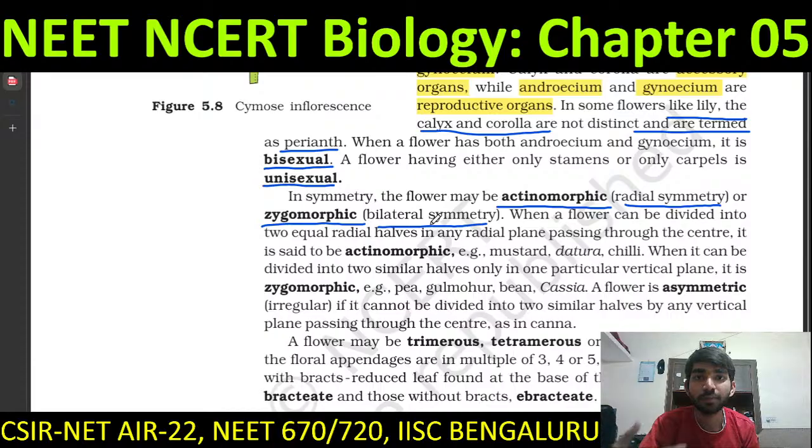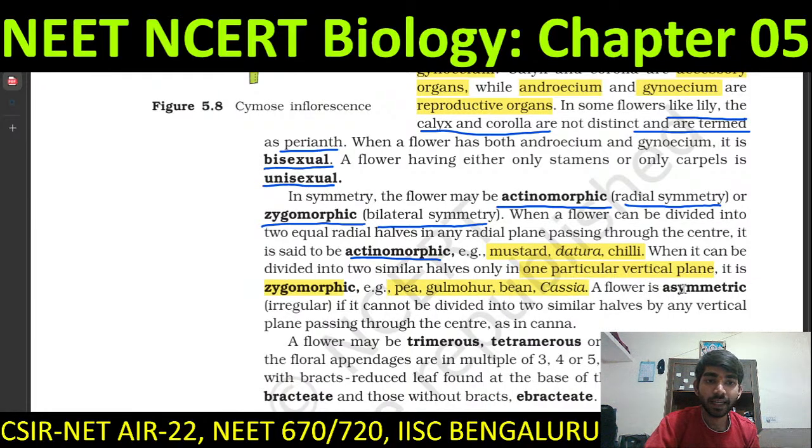So these terms we'll be using later on when we are describing the plant families. When a flower can be divided into two equal halves in any radial plane through the center, it is called actinomorphic. So this is the standard definition of radial symmetry. You should remember the examples: mustard, datura, and chili. So they belong to a certain family, and that is why the flowers of that family are actinomorphic. When it can be divided into two similar halves only in one particular vertical plane, it is called zygomorphic. So examples here are pea, gulmohar, bean, cassia.